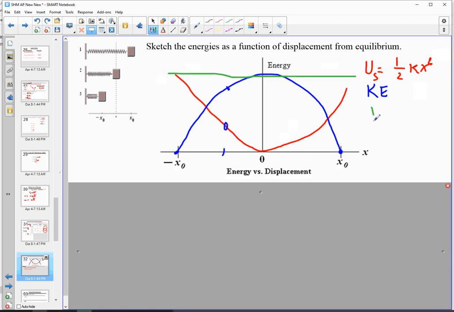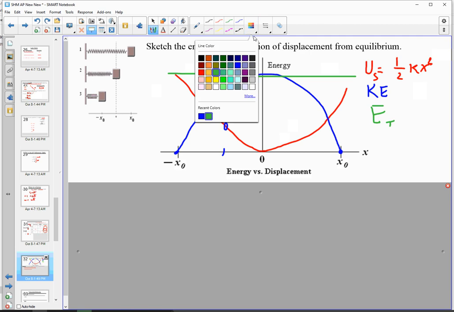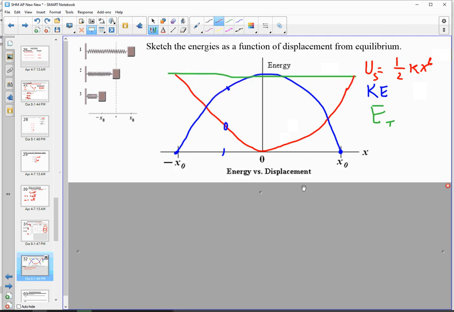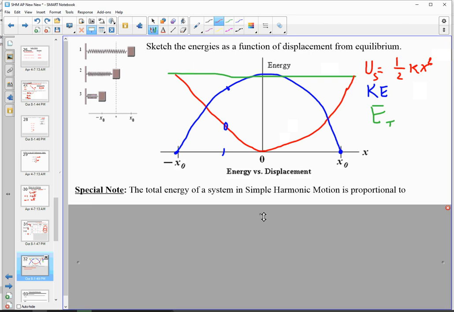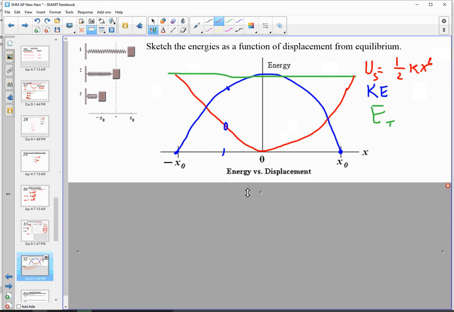So let's sketch in the total energy in green. The total energy graph, E total, would look like that flat line. Now let's go back to red for a moment, and we should probably finish that up. There. Not artfully drawn, but hopefully you get the idea.